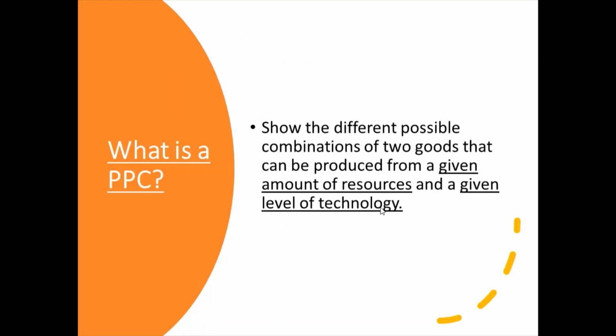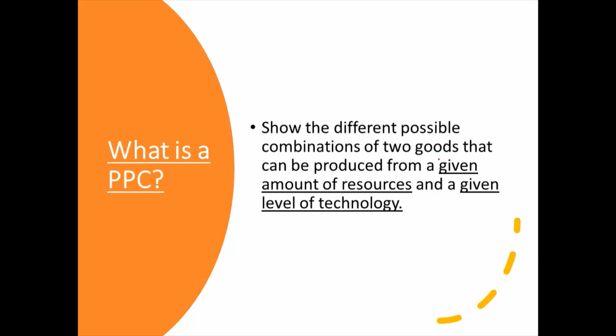So what is a production possibility curve? As the name suggests, production possibility. This tells us the possibility of production that can happen in the economy. Like the definition says, it shows the different possible combinations of two goods that can be produced. We'll see why we are taking two goods in the next slide when we talk about the assumptions of production possibility curve. So it tells us the combination of two goods that we can produce.